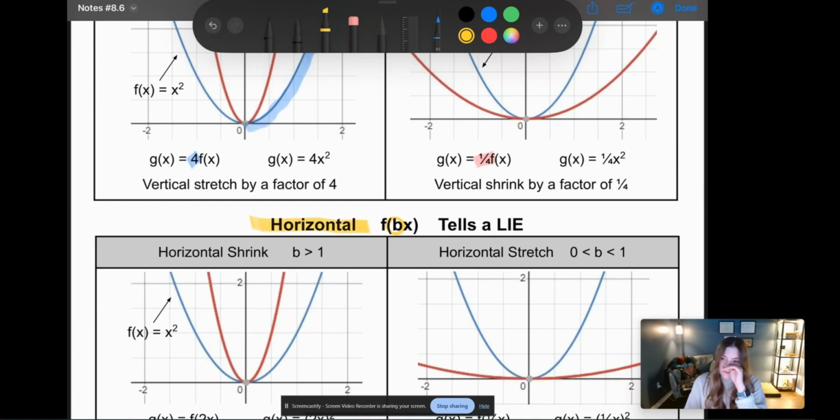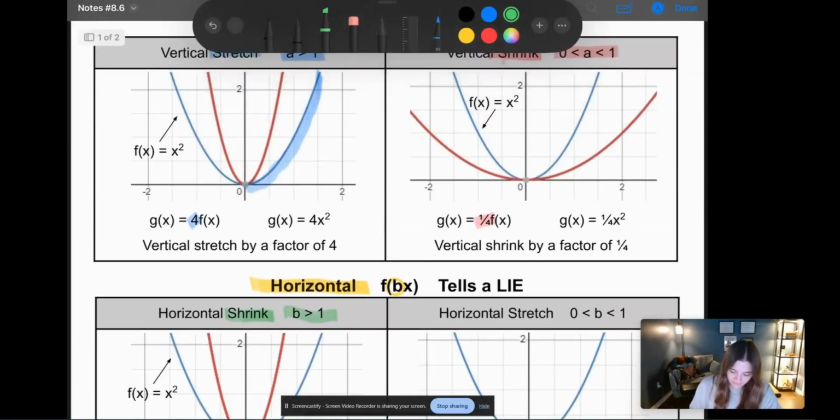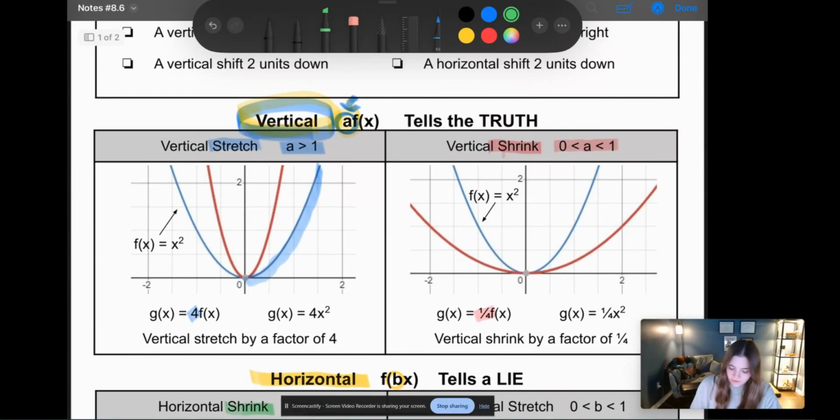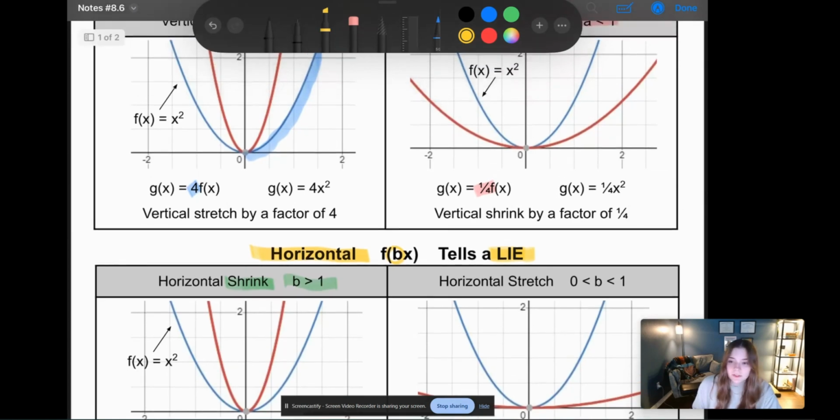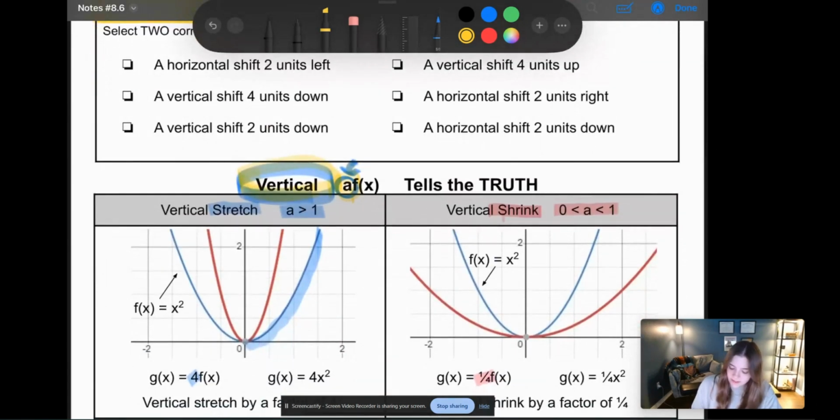But now it's a horizontal shrink and a horizontal stretch instead of a shift. So if B, that number inside of the parentheses, is greater than 1, it's a shrink. That's a little bit different because with the vertical, if the A is greater than 1, it was a stretch. But with horizontal, if B is greater than 1, it's a shrink. Okay? Remember, inside the parentheses it tells a lie, just like last time. Inside the parentheses, it's horizontal, it tells a lie. Outside of the parentheses, it is vertical and tells the truth.